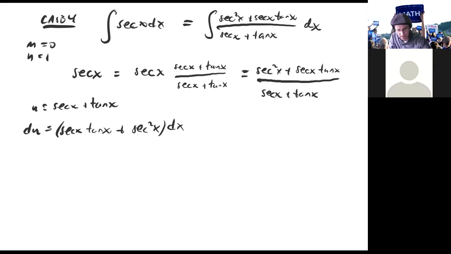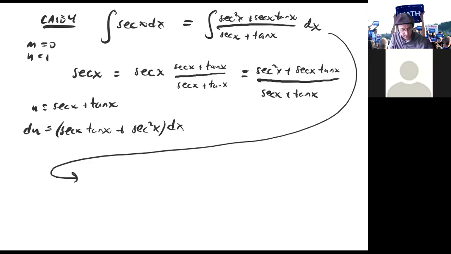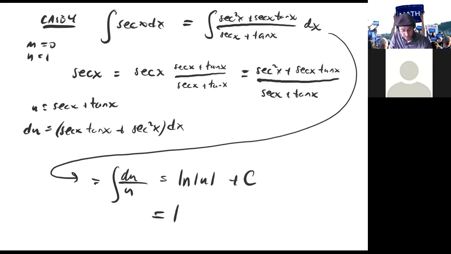I can bring it down as the integral of du over u, which we know to be ln absolute value of u plus c. And that is the same thing as ln of secant x plus tangent x plus c.